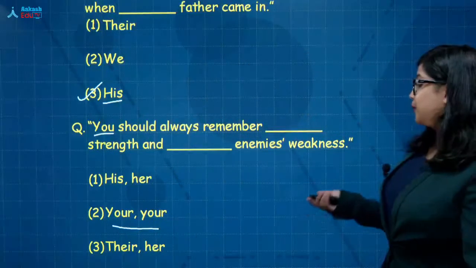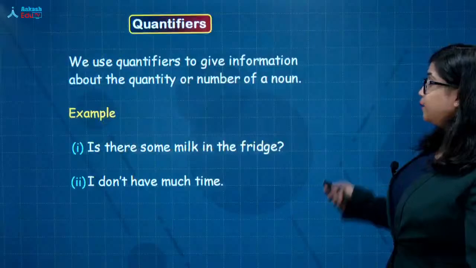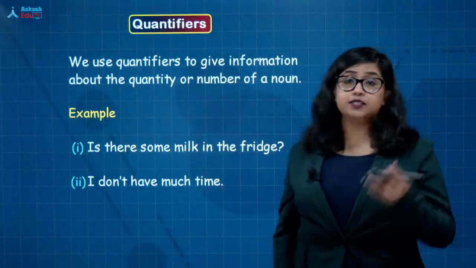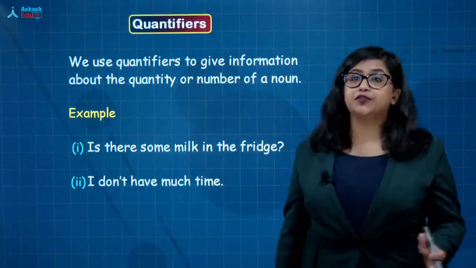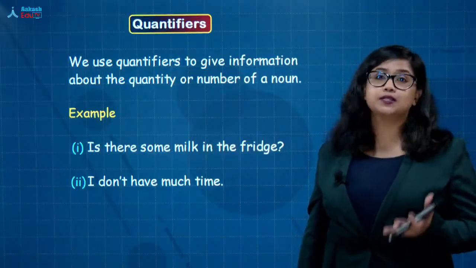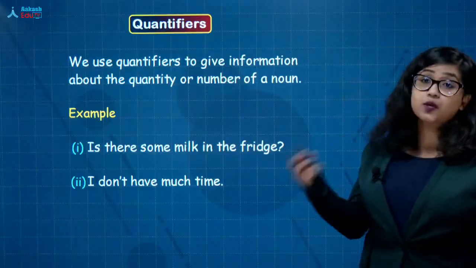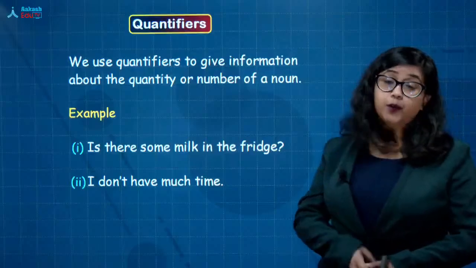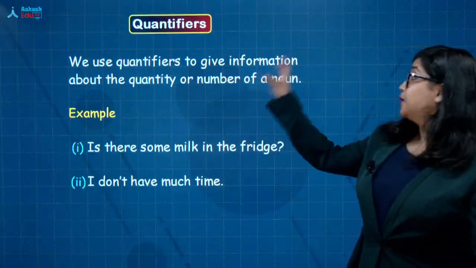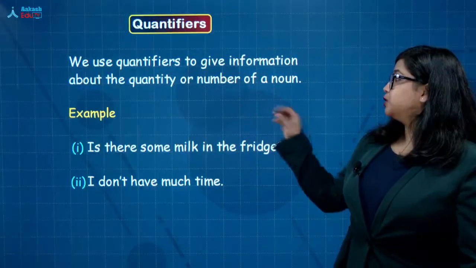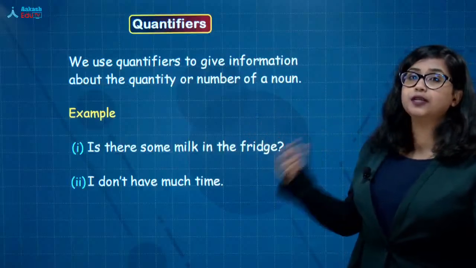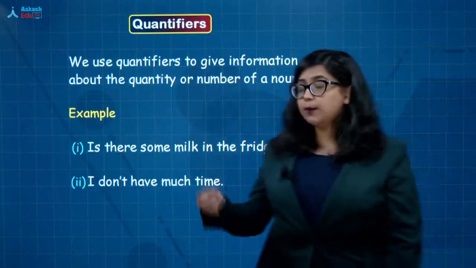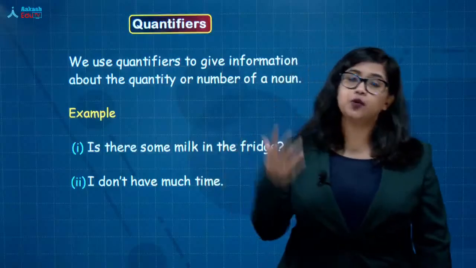Good job. Moving ahead with the next type of determiner, which are your quantifiers. Now, extremely important determiners, alright, we use quantifiers all the time. So first of all, what are quantifiers? We use quantifiers to give information about the quantity or number of a noun. So when we talk about the quantity of a noun, we use quantifiers.